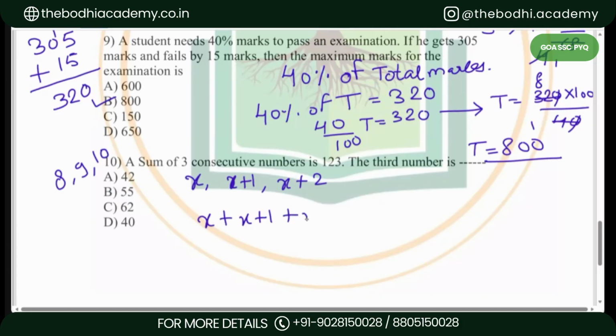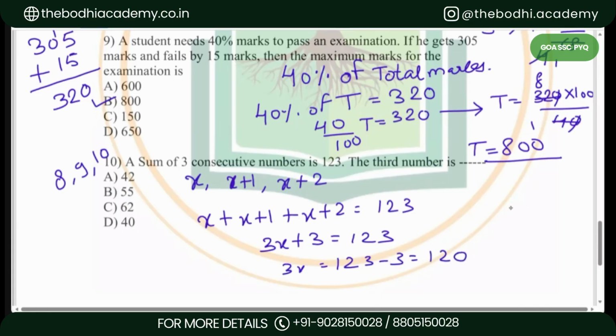x plus x plus 1 plus x plus 2 is equal to 123. x, x, x is 3x, and 2 and 1 is 3. So 3x plus 3 is equal to 123. So 3x is equal to 123 minus 3, which is 120. X is equal to 120 by 3. Simple division, so x is equal to 40.